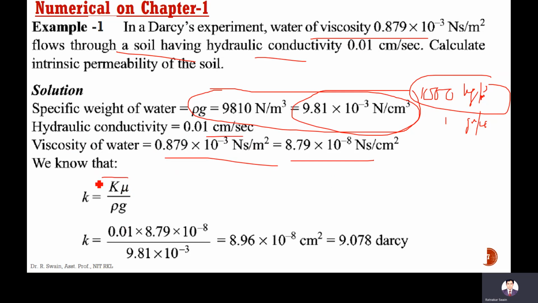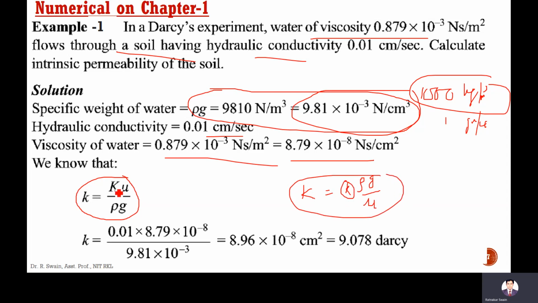So we know that the intrinsic permeability equation is capital K into mu divided by rho G. This equation I have already discussed in the previous two classes. This hydraulic conductivity, capital K, is small k, the intrinsic permeability, into rho G, which is the specific weight of water, divided by mu, which is the coefficient of viscosity. So this small k, the intrinsic permeability, we can calculate as capital K into mu by rho G. So here the K value we can put, the mu value we can put, and rho G we can put.